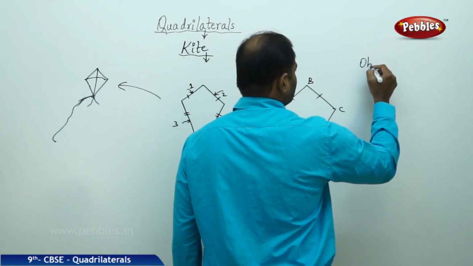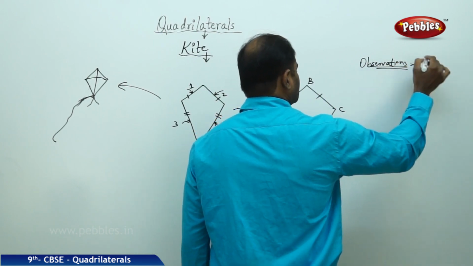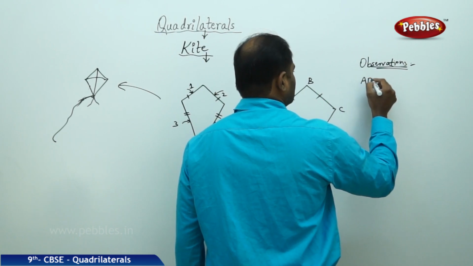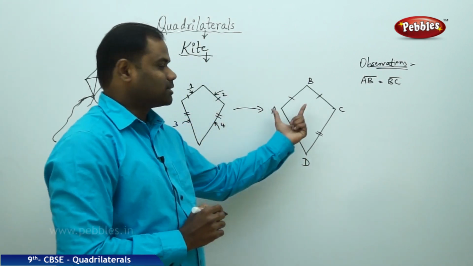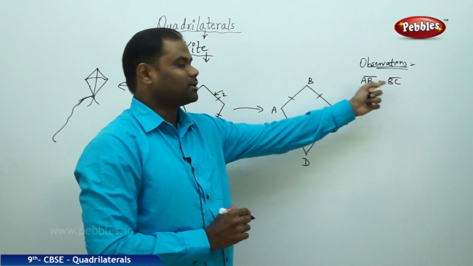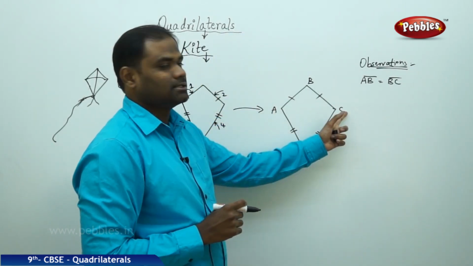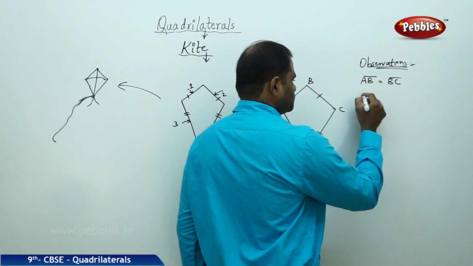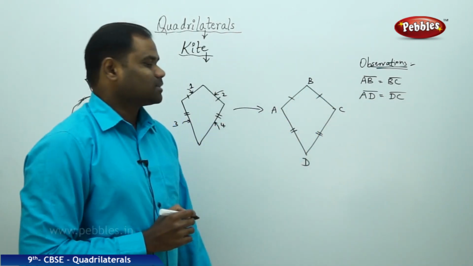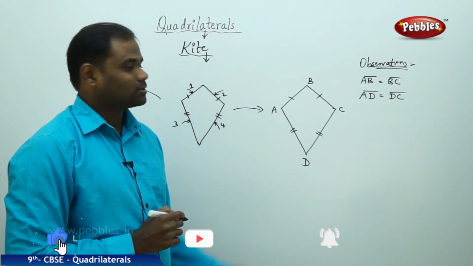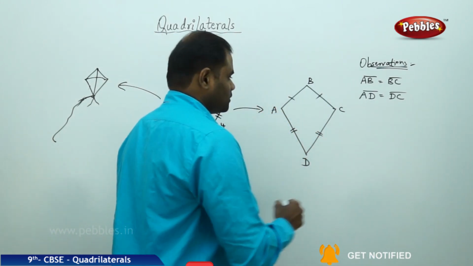So here my observations are that AB equals BC. One pair of adjacent sides are AB and BC, which are equal, and the other pair of adjacent sides AD and DC are also equal. Such a quadrilateral form is called a kite. So let's see the definition of a kite.